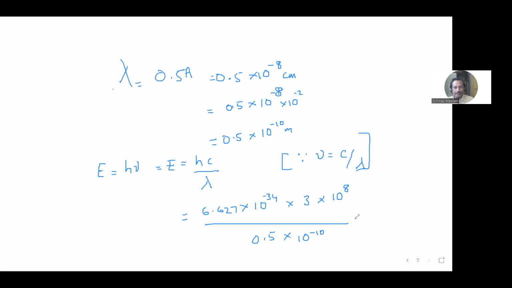Now what you do is, as usual, for 0.5, we can go by the approximation. We can take it as 2 in the numerator. Why? Because this is 1 by 2, and in the denominator that becomes automatically how much? 2. So therefore, we can write it as 6.627 multiplied by 3 multiplied by 2.